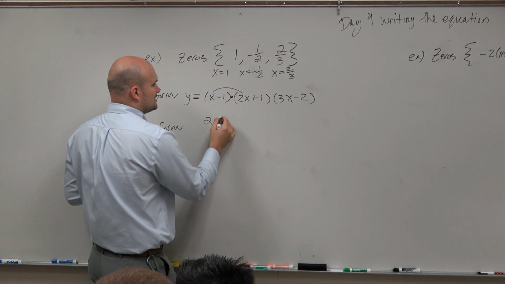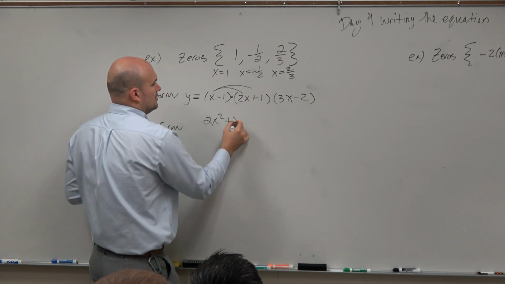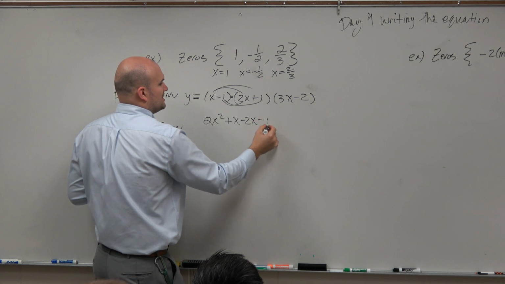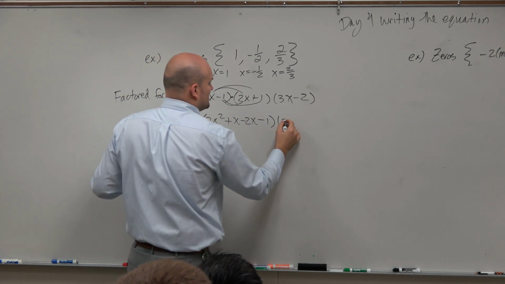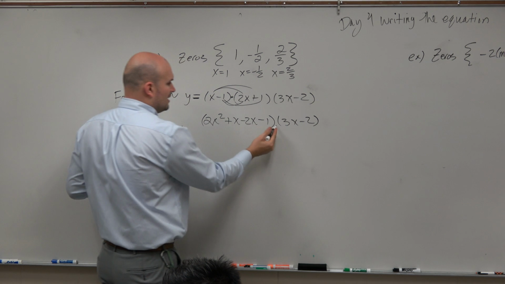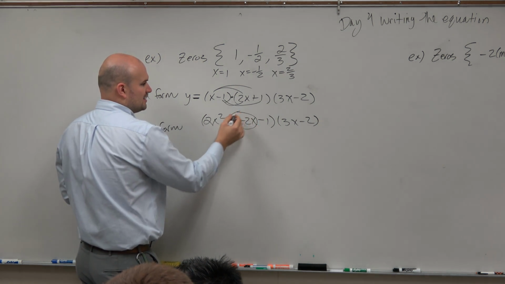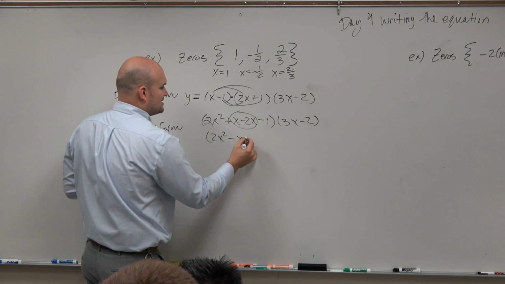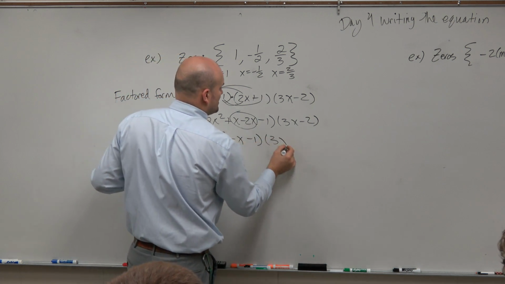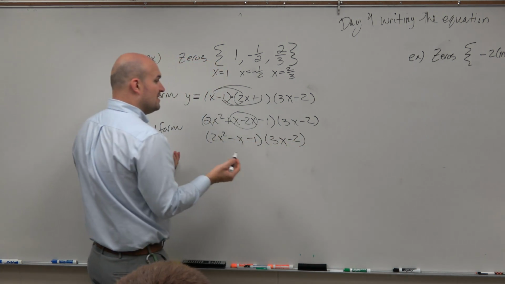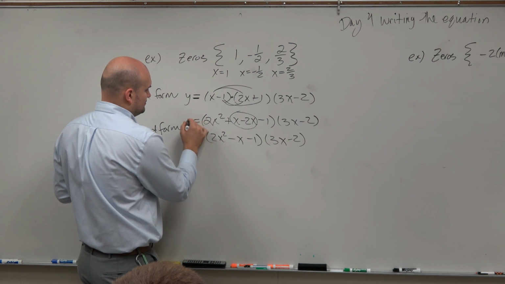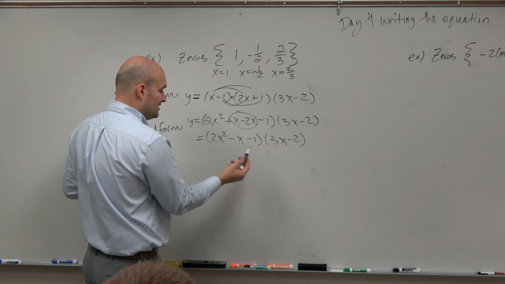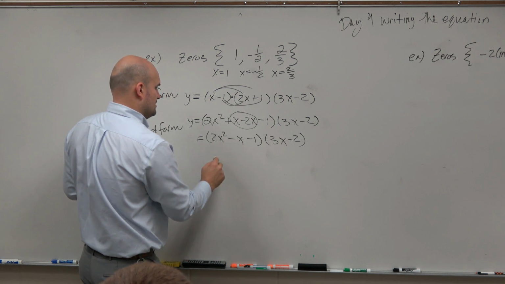So I have 2x squared plus x minus 2x minus 1, and then times 3x minus 2. Obviously, we want to simplify this by combining our middle terms before we multiply that. So that becomes 2x squared minus x minus 1 times 3x minus 2. Then again, we can apply the distributive property in this case. You could use the box method if you like.